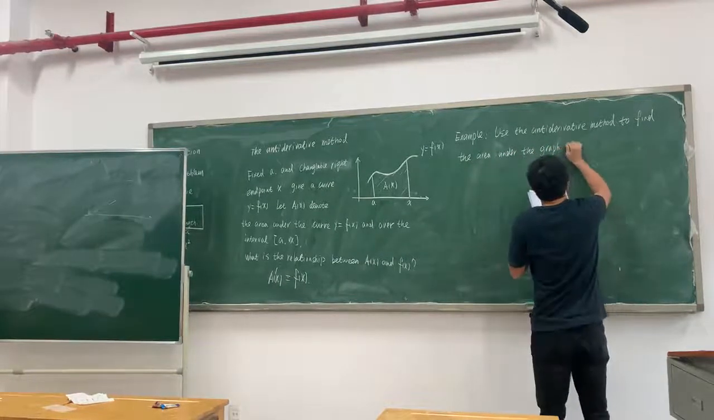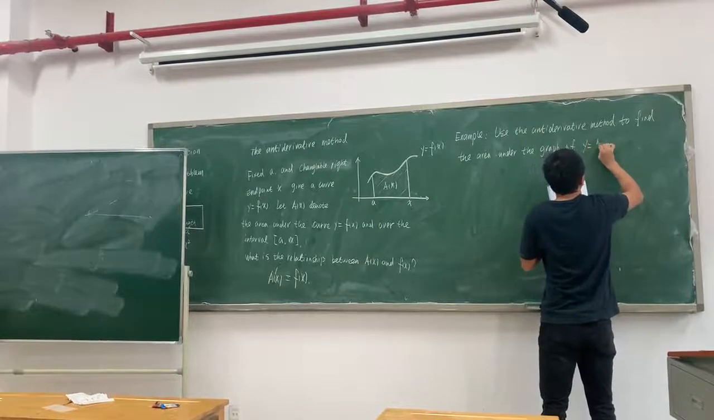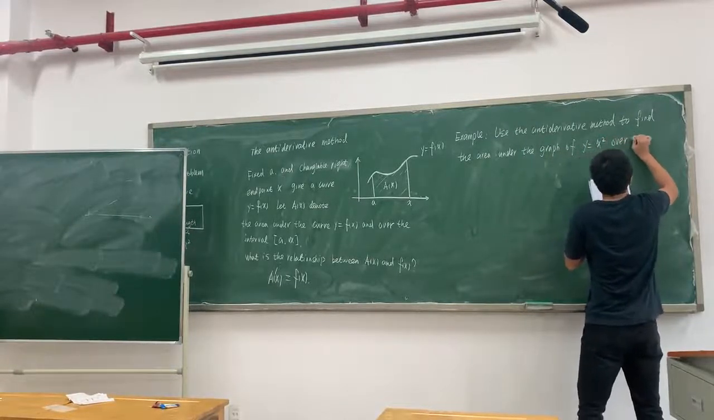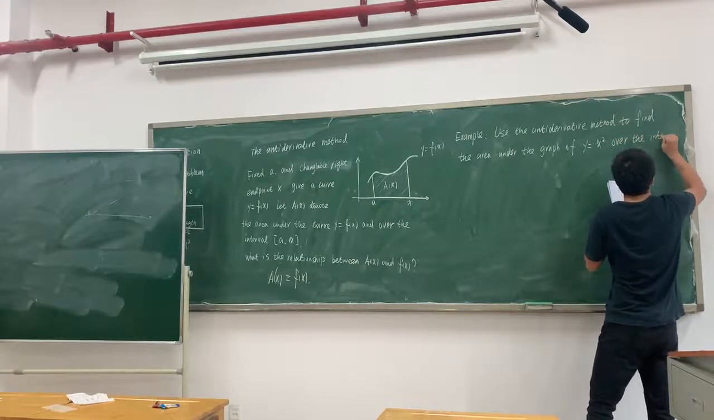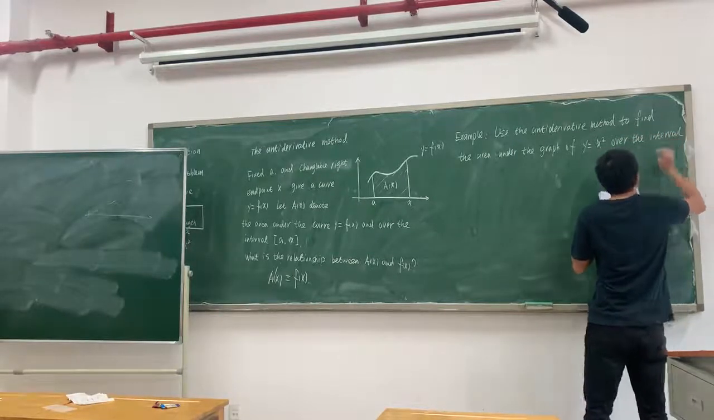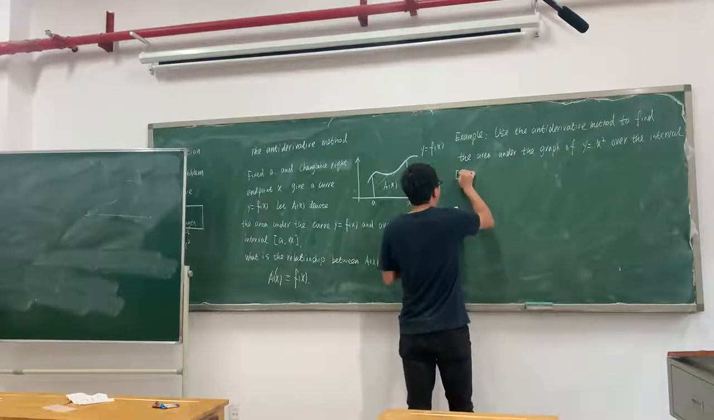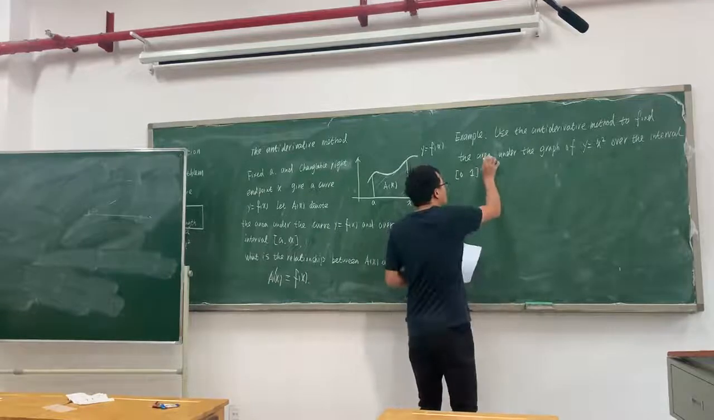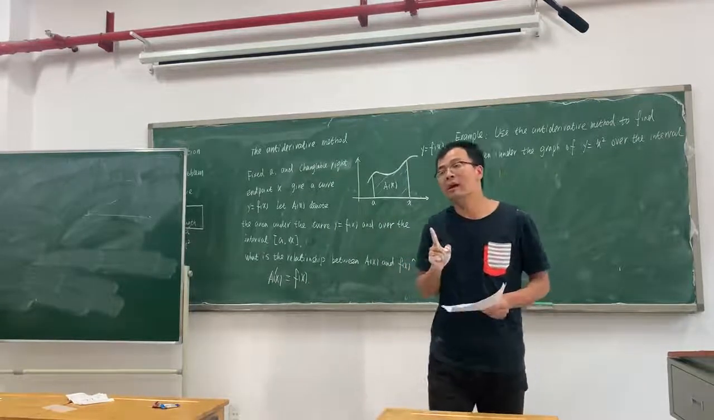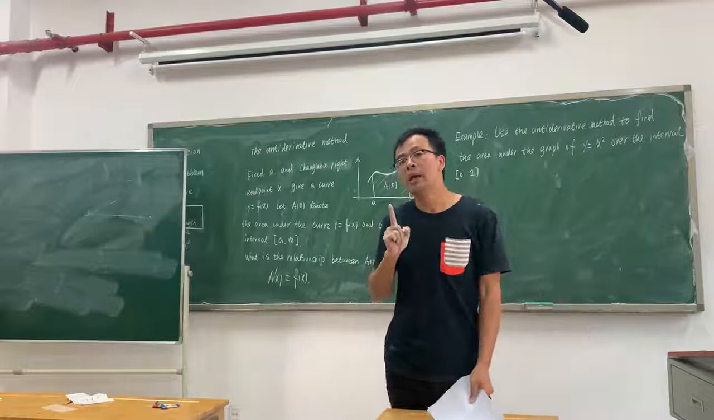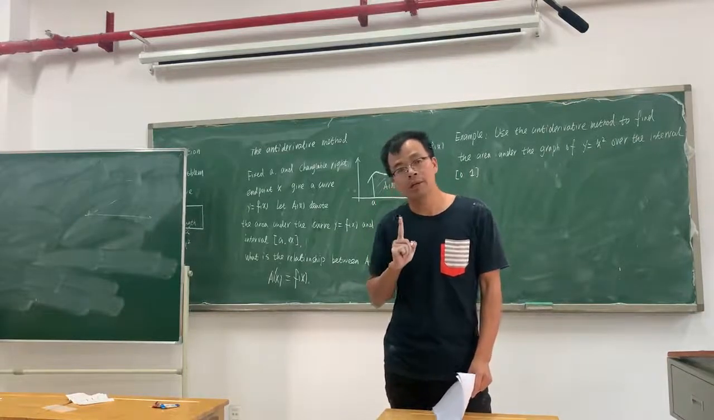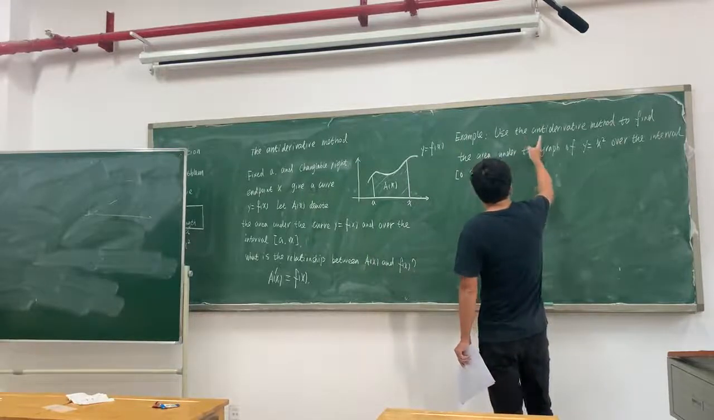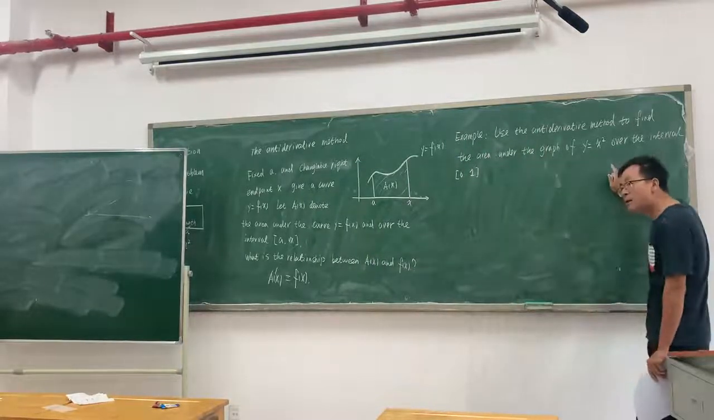of y equal to x squared over the interval 0 to 1. Actually, we used the rectangle method to find the area. We know the area is 1/3. Now we use another method, the anti-derivative method, to find the area.